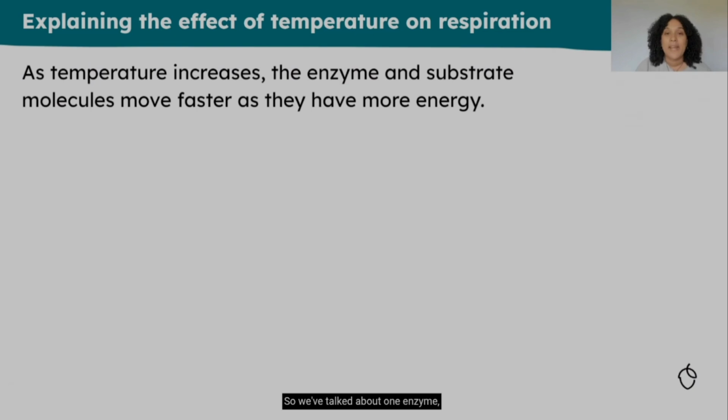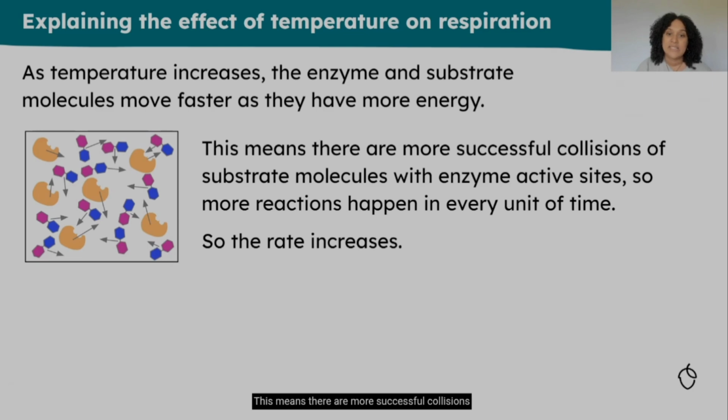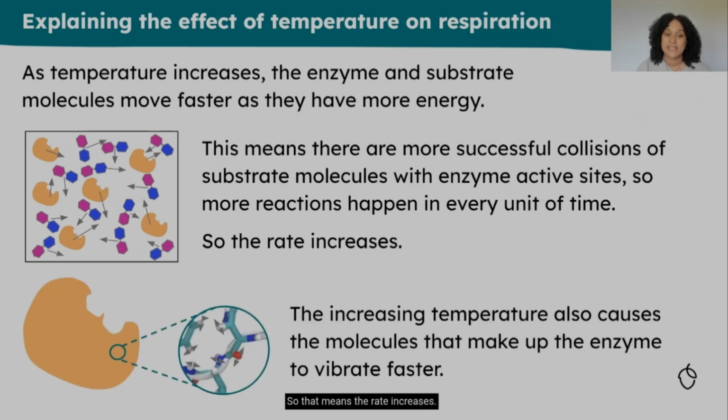So we've talked about what an enzyme, a substrate, and an active site is. Now let's talk about the effect of temperature on the rate of respiration. As temperature increases, the enzyme and substrate molecules move faster as they have more energy. This means there are more successful collisions of substrate molecules with enzyme active sites, so more reactions happen in every unit of time, so that means the rate increases.